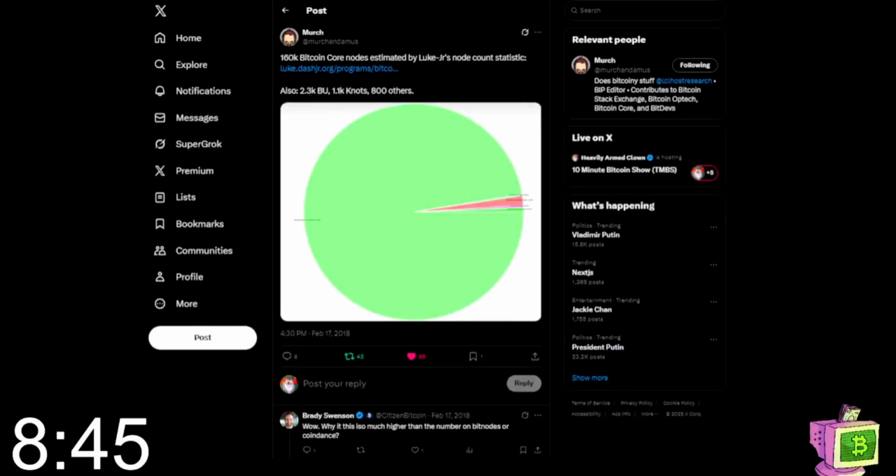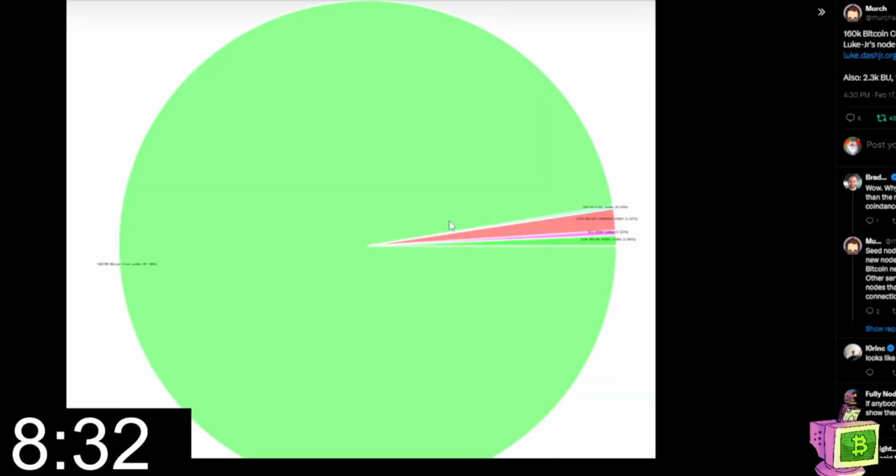Let me pull this up on a different screen because I can't see it on that screen. So the Bitcoin Core nodes in this graphic that we're looking at right now was 97.38%. And it was, according to this data, right, this node counter produced by Luke. I don't know when he originally released this tool, but this data is from 2018. 160,785 Bitcoin Core nodes.